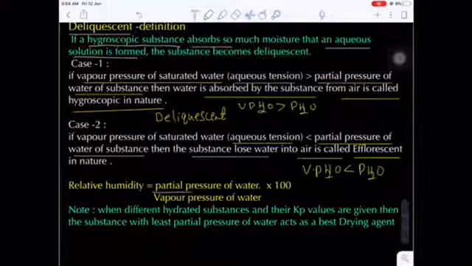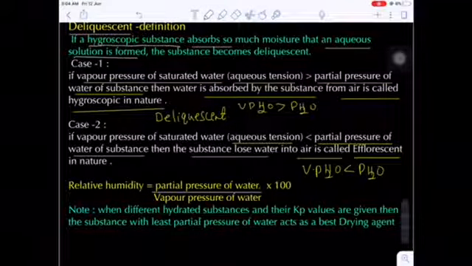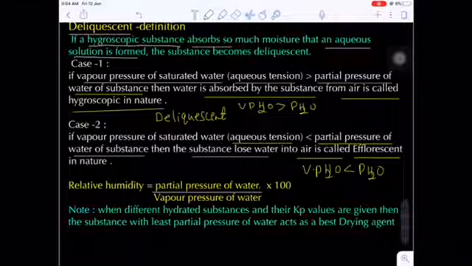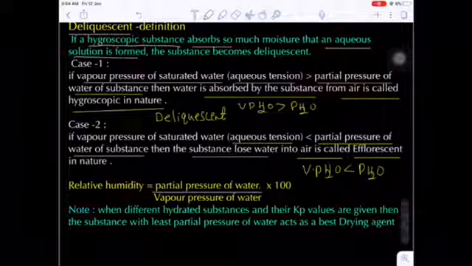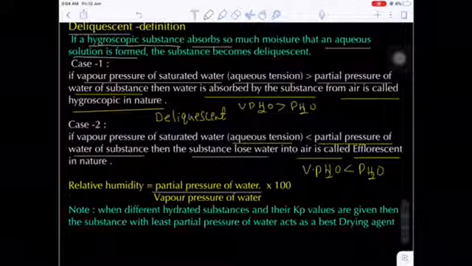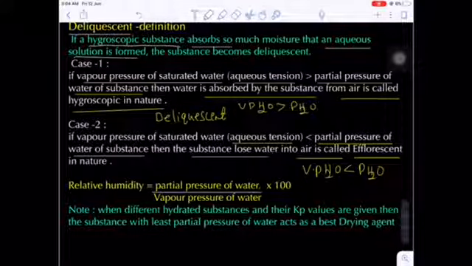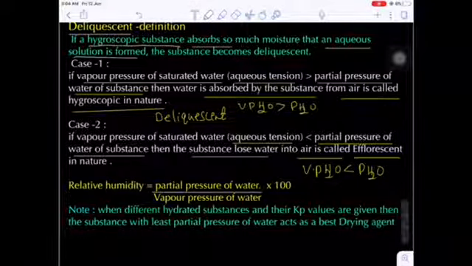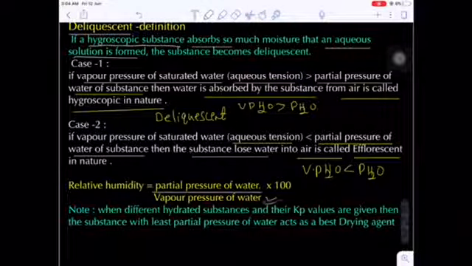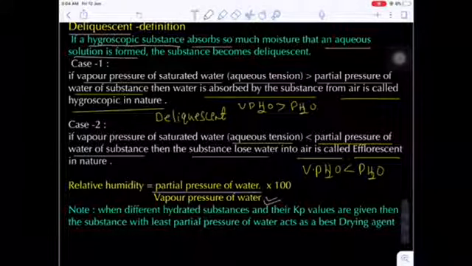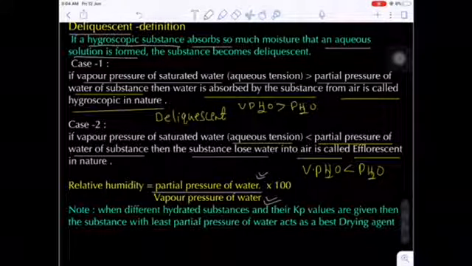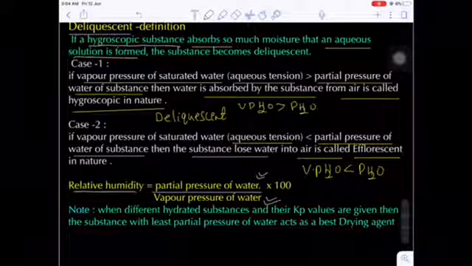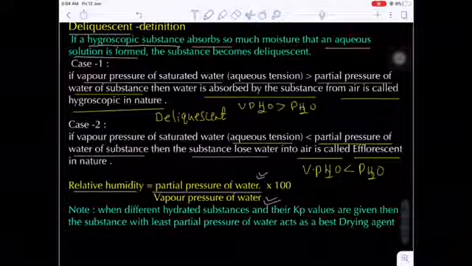And one more important definition we have to know: what is relative humidity? It is the ratio of the partial pressure of the water divided by the vapor pressure of the water, that is the aqueous tension. Are you getting my point? Now, how much water the air holds, divided by the maximum amount of water that air can hold. In the numerator, the amount of water present in the air. So this value is known as relative humidity.